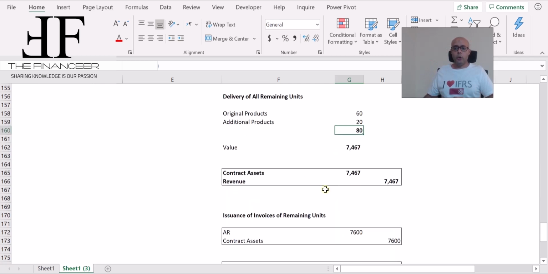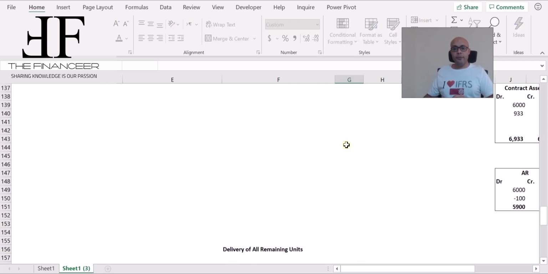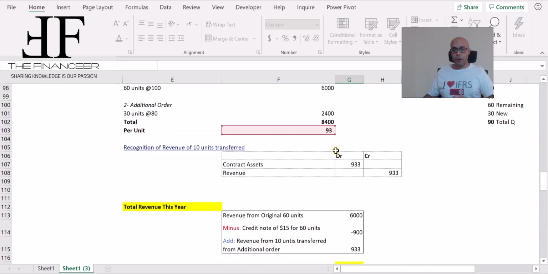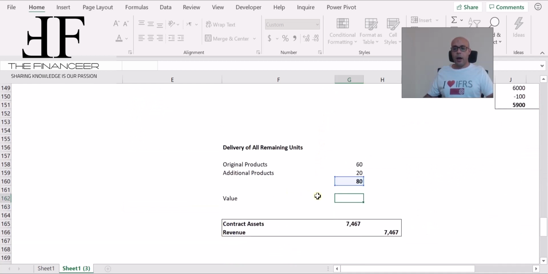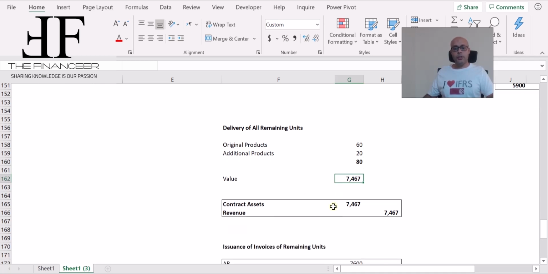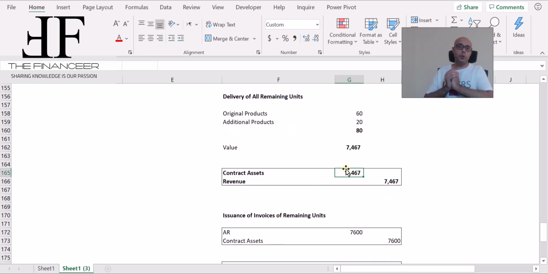Now we need to recognize revenue. Revenue will be based on the average price that we calculated before. Do you remember the $93? This is the average price that we calculated before. And this will be the base that you are going to use to recognize your revenue. So you are going to say that how many units? 80 times the $93 equal 7,467. So this will be the value of the revenue that you are going to recognize.